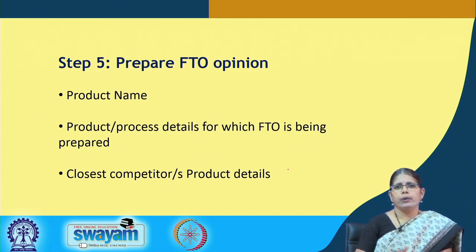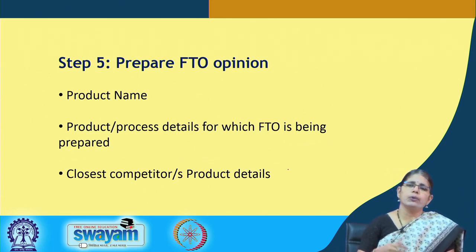After doing the review of the claims, you prepare what we call the FTO opinion, in which there are some basic ingredients which are laid out. One is what we call the product name. So, listing the product name, its features are important. And the FTO is being conducted for what aspects needs to be laid out.